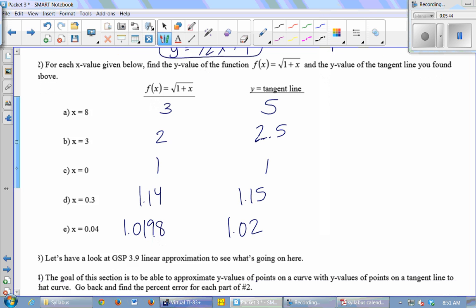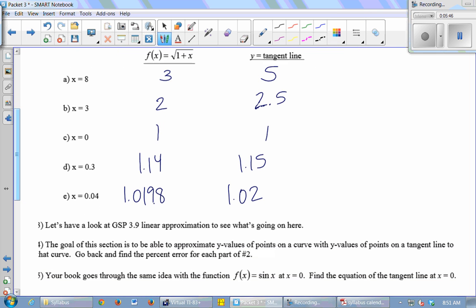All right, so what do you notice about the y value of the function and the y value of the line? Can you draw any conclusions here? Always less. What's always less?